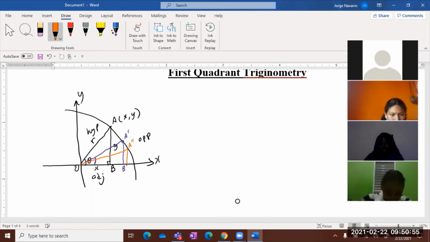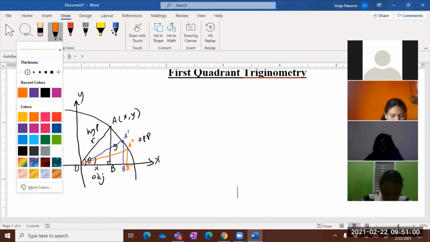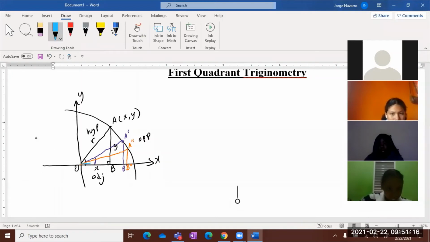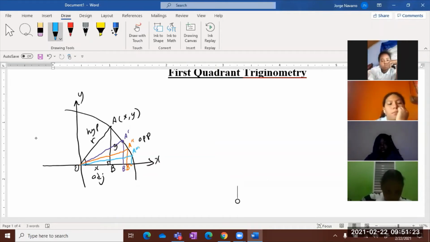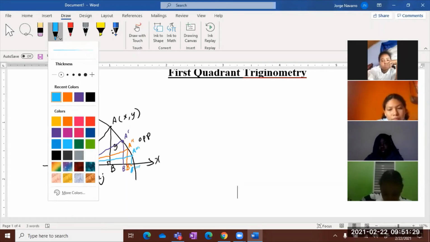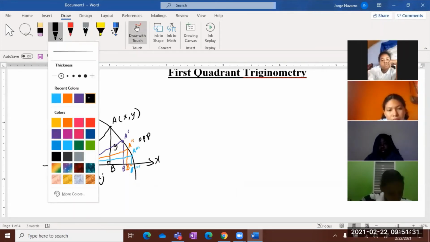So this is A double prime and this is B double prime. Okay? And again, I'm getting close, but I am still not at 0. And I need it to be as close to 0 as I can possibly get it. So I'm going to cut this angle in half again. So that's A triple prime and B triple prime. Now, having done that, I can see a pattern now.